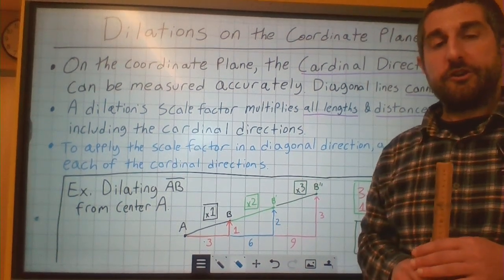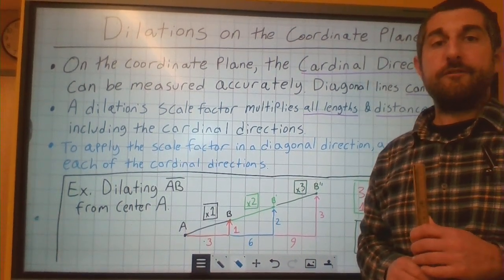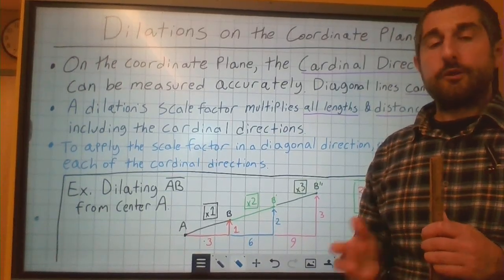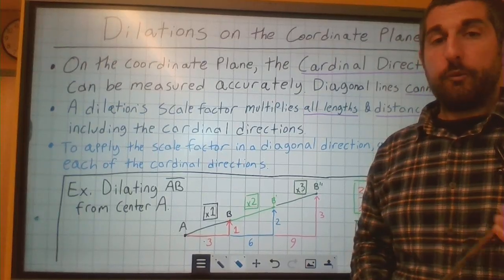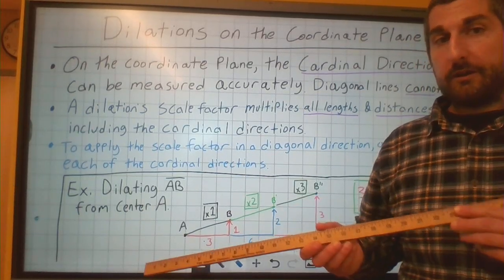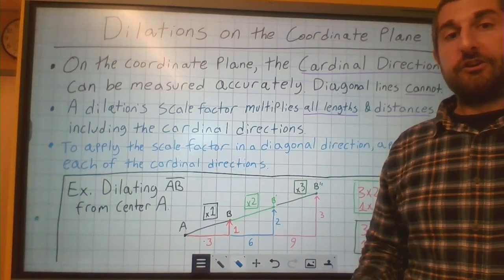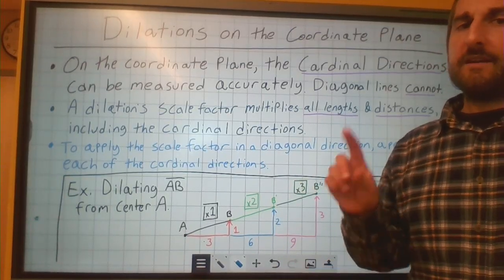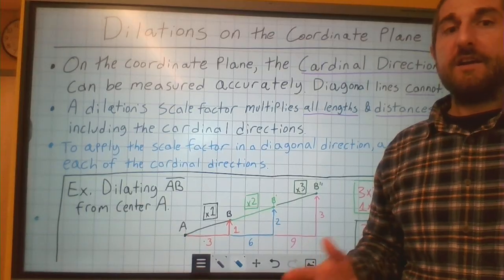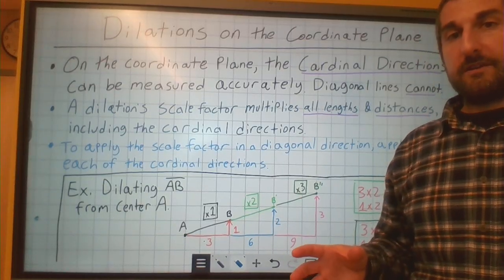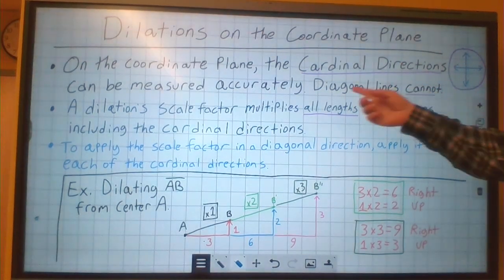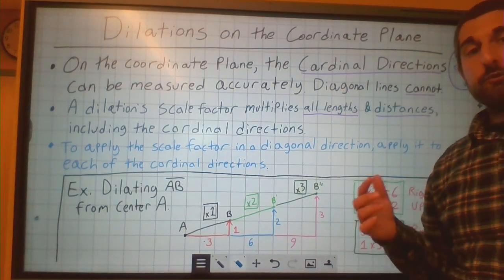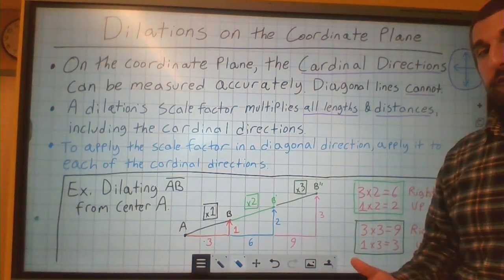Most of the dilations you're going to have to perform in class are going to be performed on the coordinate plane. Now, the coordinate plane has a couple distinct advantages over just free drawing a dilation. For one, you don't need to use a ruler. The measurements are provided to you in the form of the grid itself. However, as we should already know, there are limitations to those measurements. They can only be in the cardinal directions, up, down, left, or right. That means diagonal lines are going to have to be reinterpreted in terms of their cardinal directions.